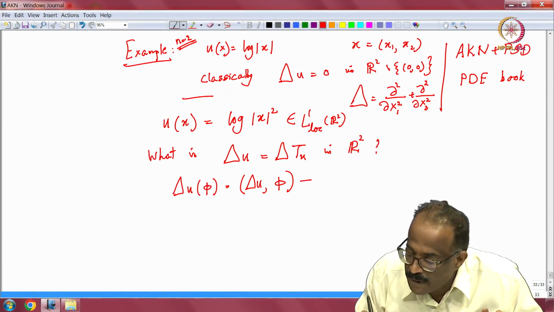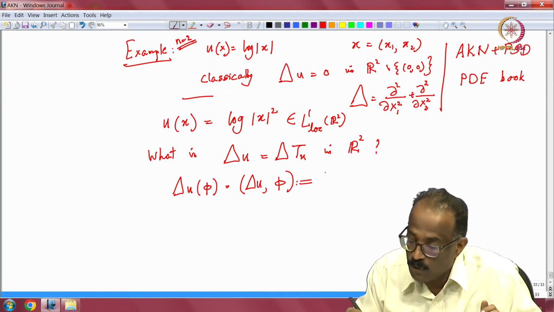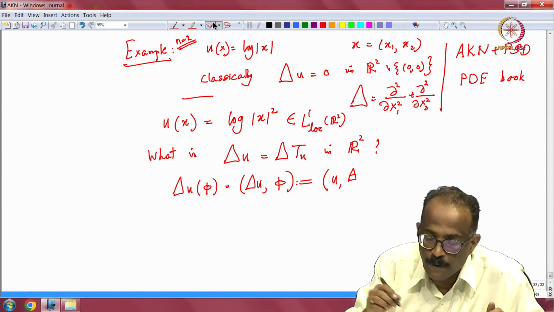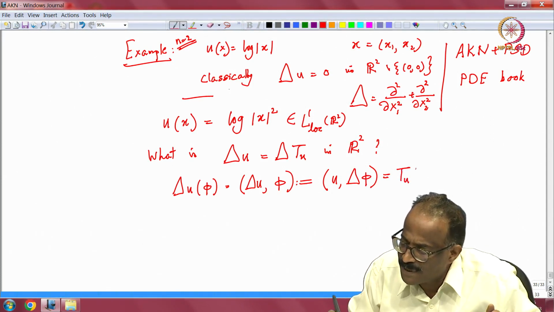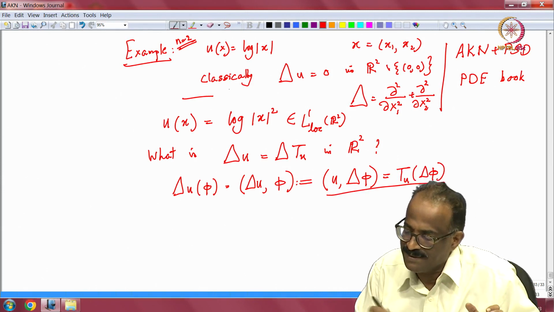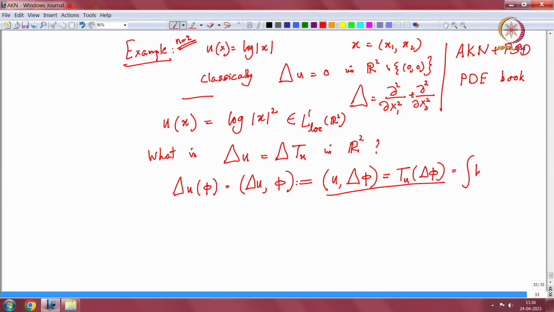So I do an integration by definition. I have to do the derivative two times here, so that minus sign will go. So precisely you get u acting at Laplacian of phi. That is equivalent to saying, with various notations, T_u acting at Laplacian of phi. That is all; it is all the same action. So this is nothing but the integral of log mod x square into Laplacian of phi, in R2. Now it is an integral, because log mod x square is a locally integrable function.